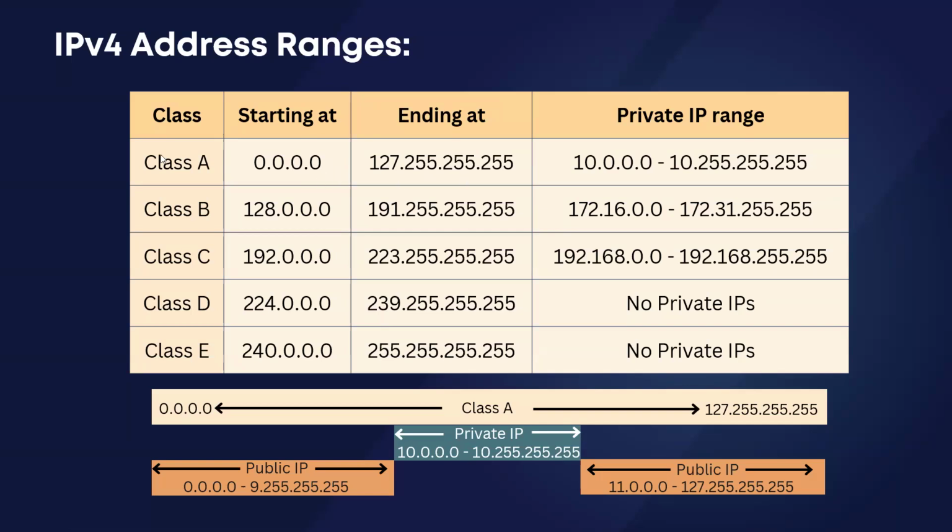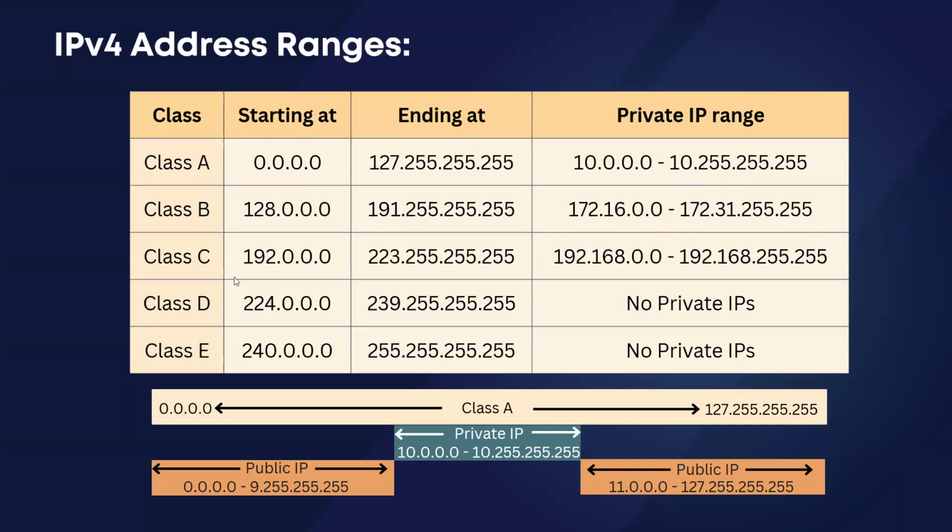Now, in each of these ranges, guys, there's a set of public IPs and a set of private IPs as well. Class A, between 0 and 127, has the private IP range from 10.0.0.0 to 10.255.255.255. Any IP within this range is a private IP, and any IP outside that range is a public IP. Class B, similarly, between 128 and 191, has a small range, 172.16.0.0 to 172.31.255.255. Any IP within this range is a private IP. Any IP outside this range is a public IP.